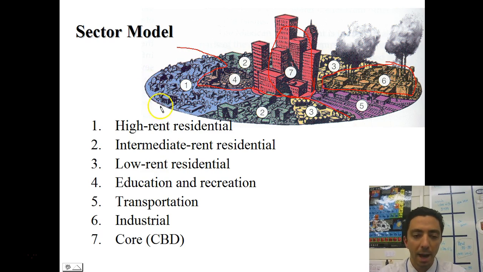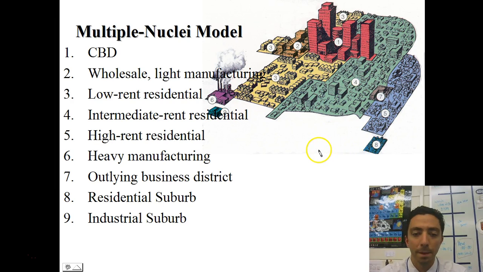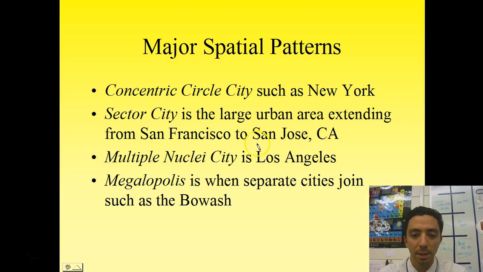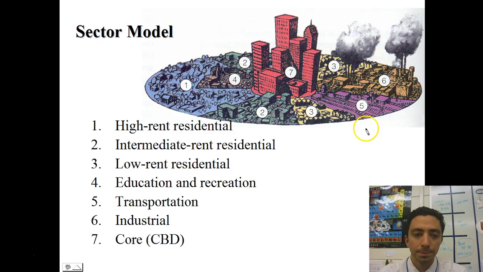You can see that the high residential, number 1, is the furthest away from the industrial. So where's kind of the bad smells and the pollution at? It's as far away as possible from these people. Those are the ones that have the money to afford to move further away. We've got the education and recreation center close to them as well. So you're kind of breaking it up into sectors and being effective that way in creating the city. A good example of a sector city is San Francisco to San Jose, California.